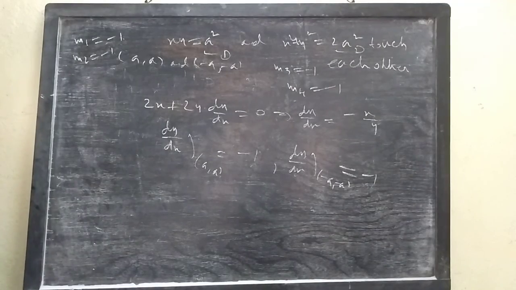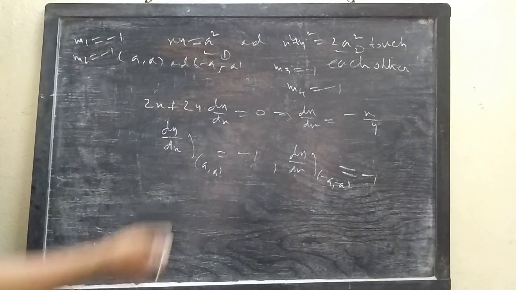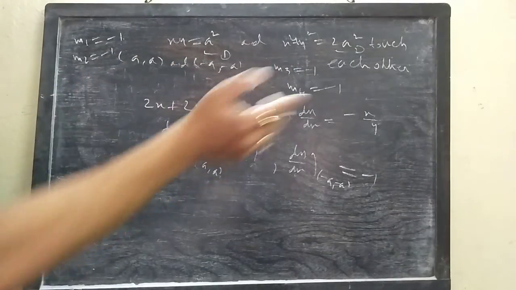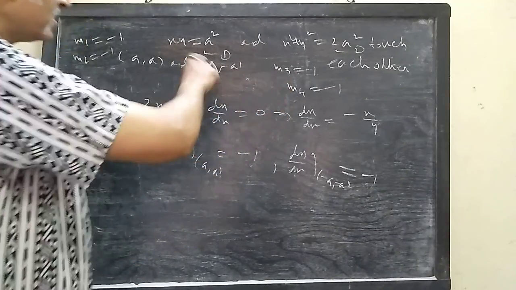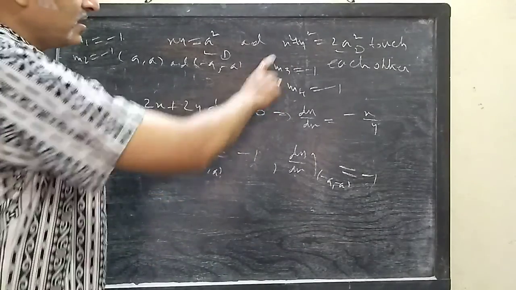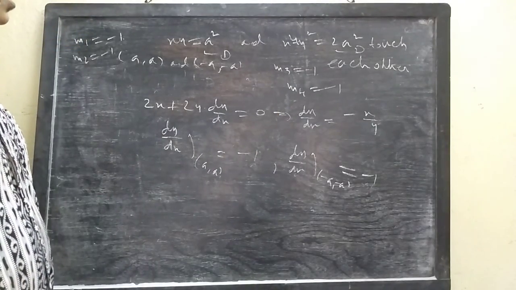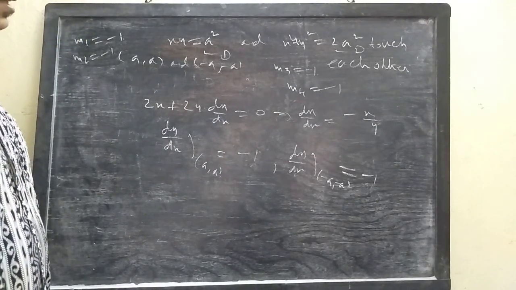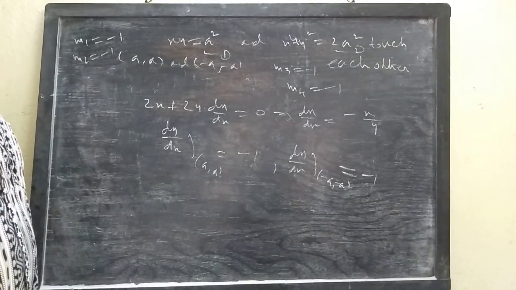So what do we get? We find at the point of intersection (a, a), the tangent to curve 1 as well as the tangent to curve 2 are mutually parallel, that is the angle between them is 0 degrees. When is it possible? When they touch each other. Similarly, at the point of intersection (minus a, minus a), there also we find the slope of the tangent to curve 1 is minus 1 as well as curve 2 is minus 1. So at each point of intersection the tangents are identical, that is they coincide with each other. Hence we can say the curves touch each other.